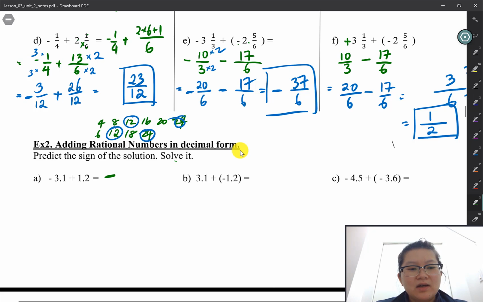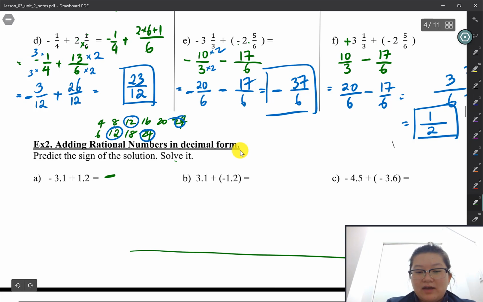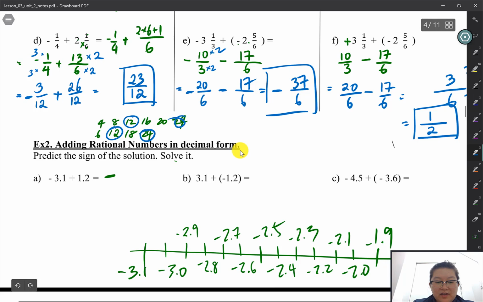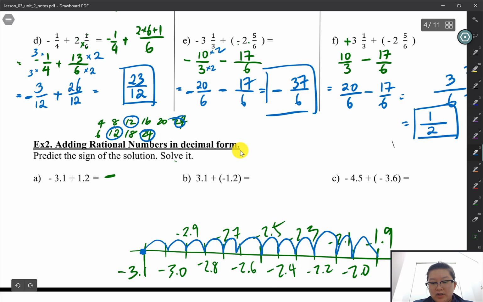And then we can solve it. It's very hard to visualize negative 3.1 plus 1.2. If you want to draw a number line, this one is up to you. That's negative 3.1, and let's say this is negative 3.0, etc. This is one way you can do it. You start off at negative 3.1 and you go up by 1.2. So you go up by 0.1, 0.2, 0.3, 0.4, 0.5, 0.6, 0.7, 0.8, 0.9, 1, 1.1, 1.2. So your final answer is going to be negative 1.9.